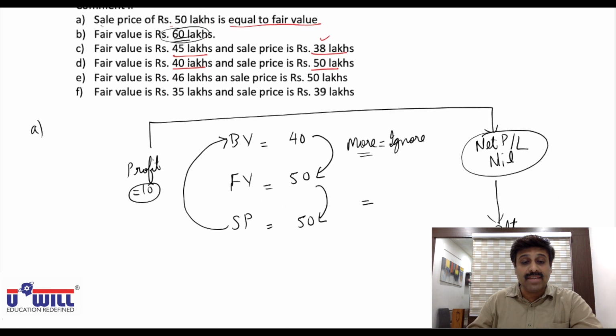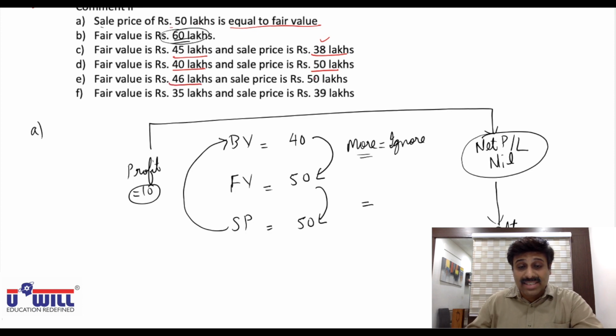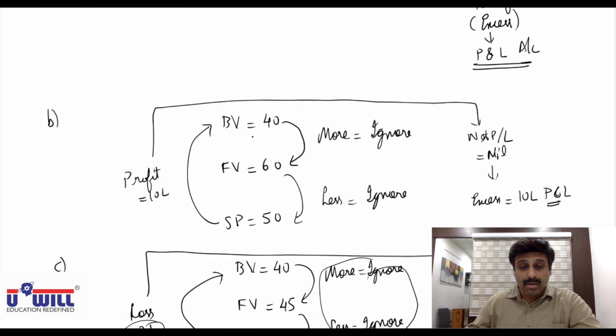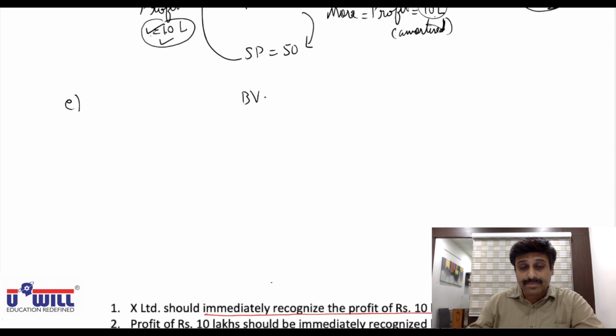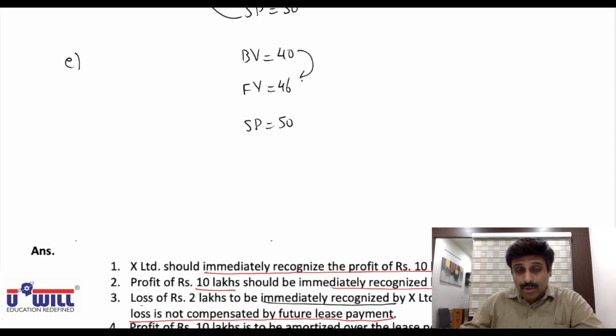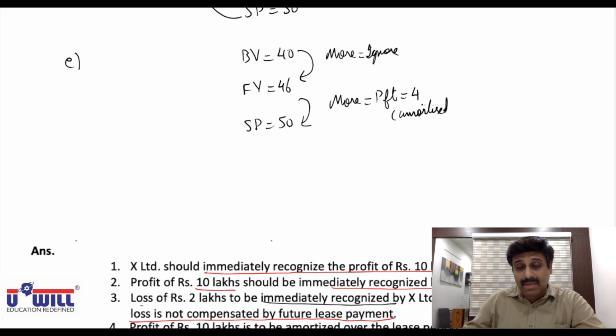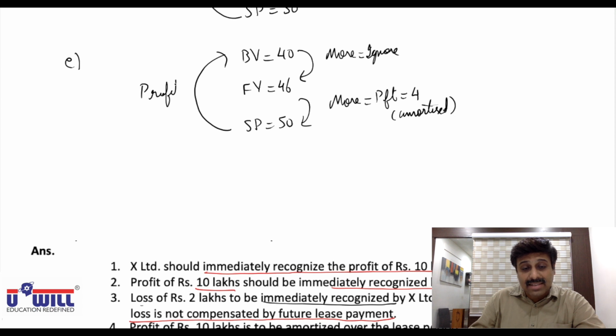Now look at situation E. Fair value is 46 lakhs, selling price is 50 lakhs. Let us do it. Book value 40 lakhs, fair value 46 lakhs, selling price 50 lakhs. Now, book value to fair value is more, so ignore. You must remember from the first one: if the second is more, then the profit of 50 minus 46, 4 lakhs, will be amortized. Now you compare 50 with 40. Here there is a profit of 10 lakhs.